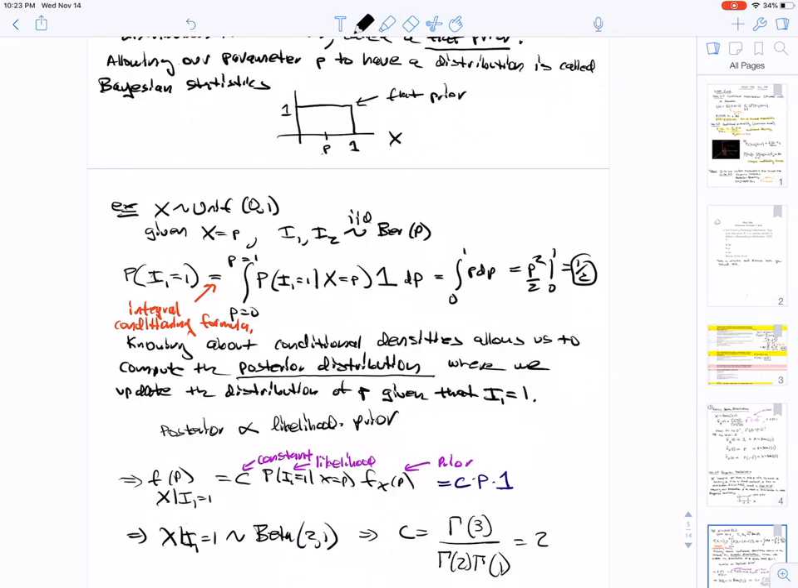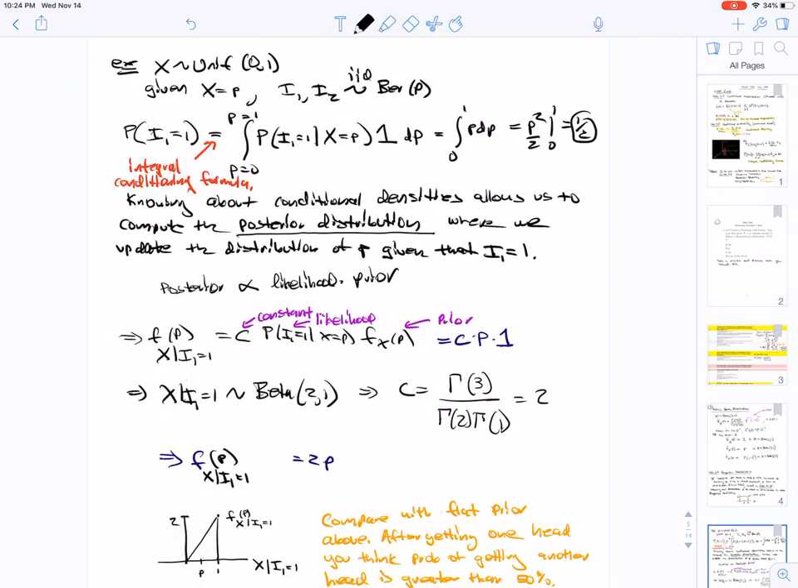We get that probability is a half. So knowing about conditional densities allows us to compute the posterior distribution, where we update the distribution of p given that I1 is 1. So remember that the posterior is the likelihood times prior, and so the posterior is a constant times the likelihood times prior.